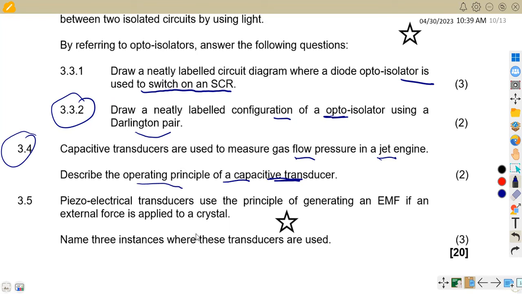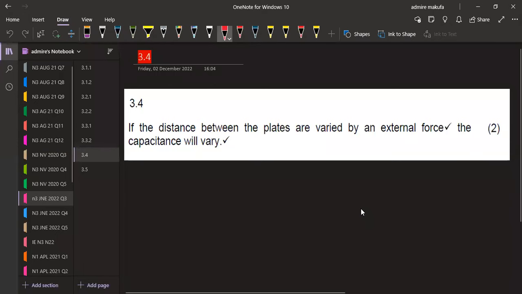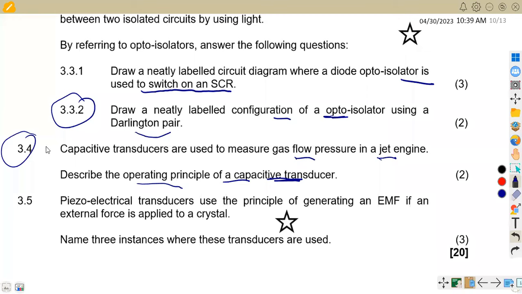So this description is the one that they actually need. Yes, you can have your own description, but it is best for you to answer in this manner, that if the distance between the plates are varied by an external force, the capacitance will vary. So it's all about the distance between the plates and the external force being applied. This will make the capacitance to change or to vary depending with the effect that is given at that moment.